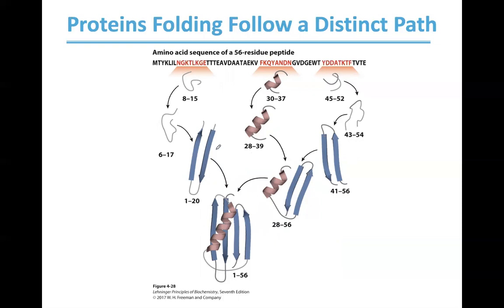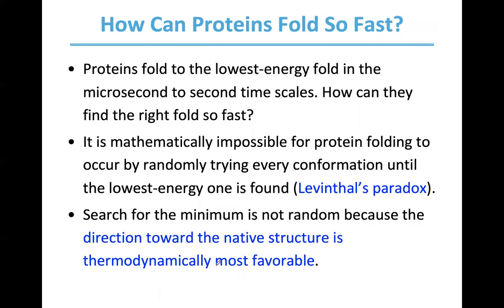So this is how most proteins adopt their three-dimensional structure: the primary sequence will translate into the secondary structure, and the secondary structure will translate into tertiary structure, right? Pretty straightforward. And the question is, how do they fold so fast? There is something called Levinthal's paradox.